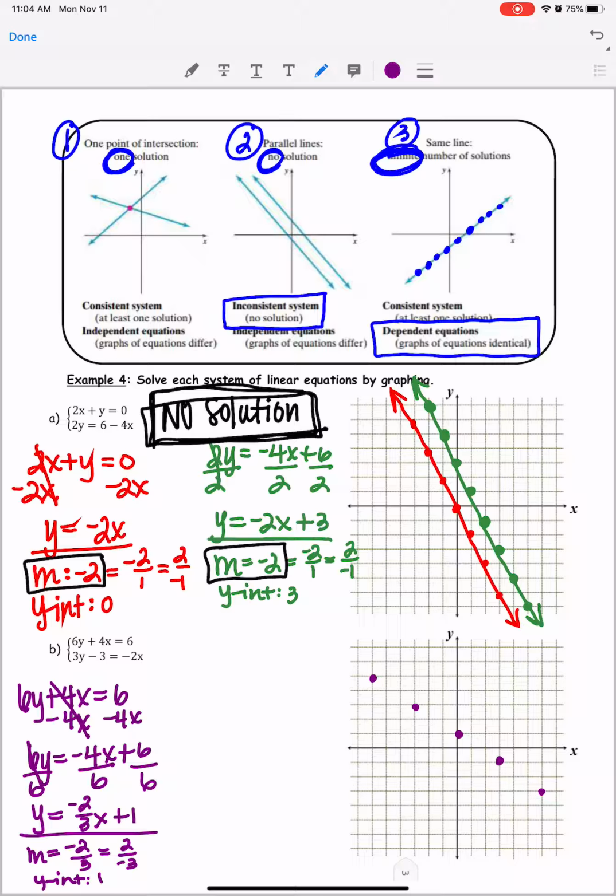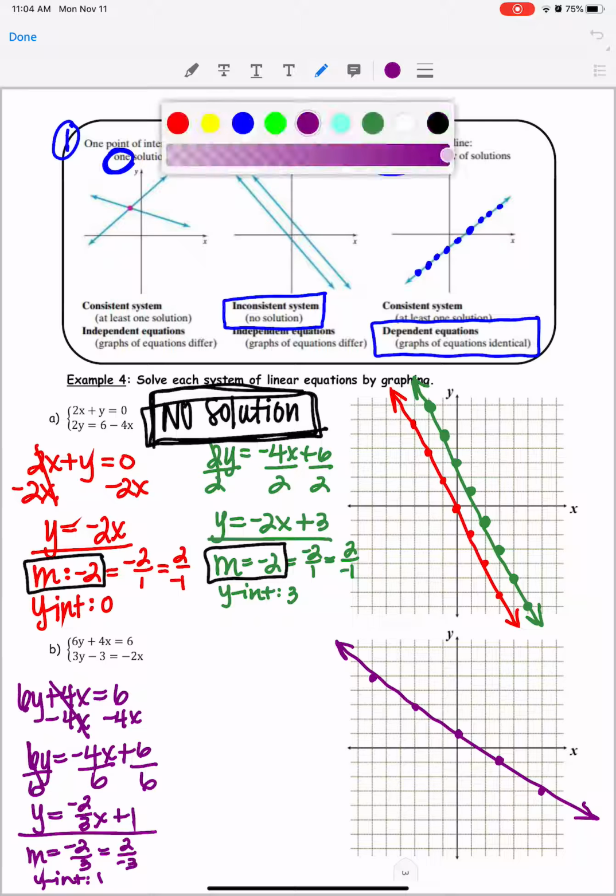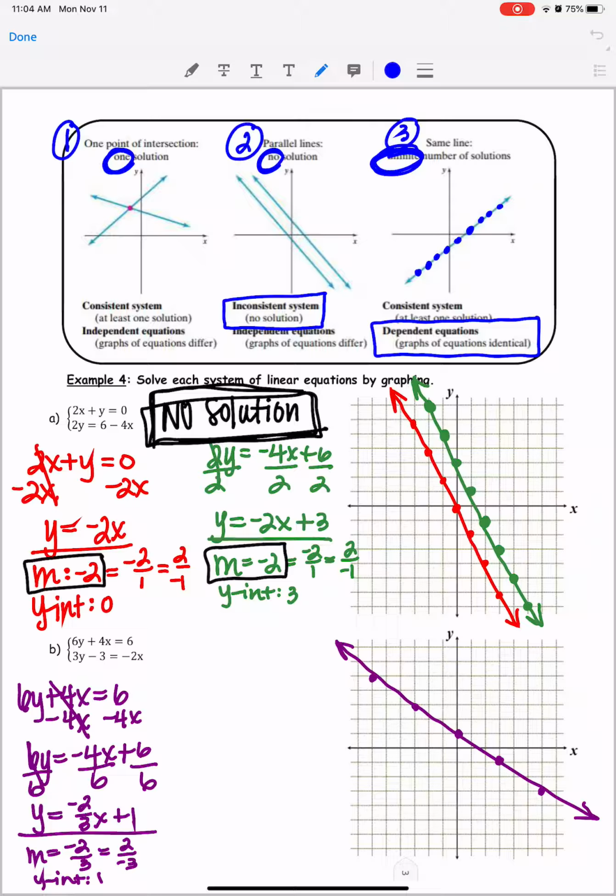So here is my line. And now let's take this equation here and solve it for y. So 3y minus 3 equals negative 2x.